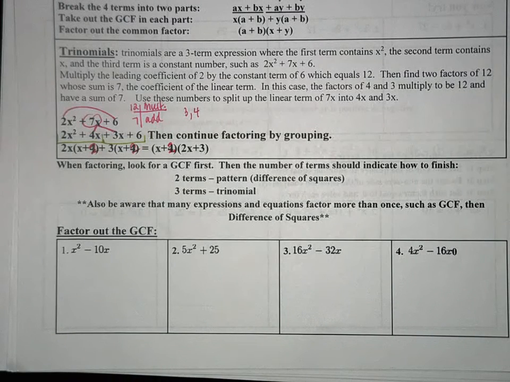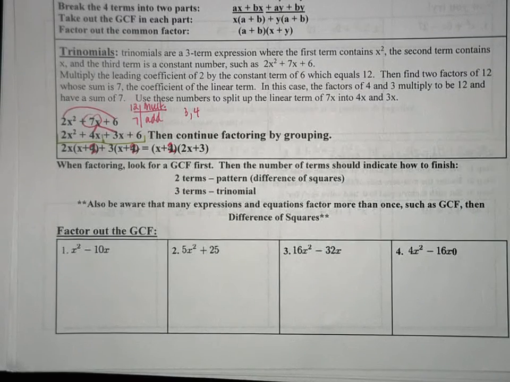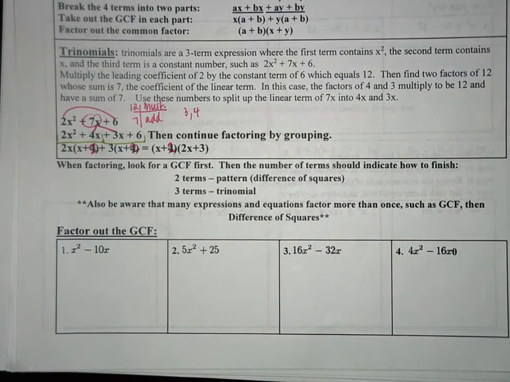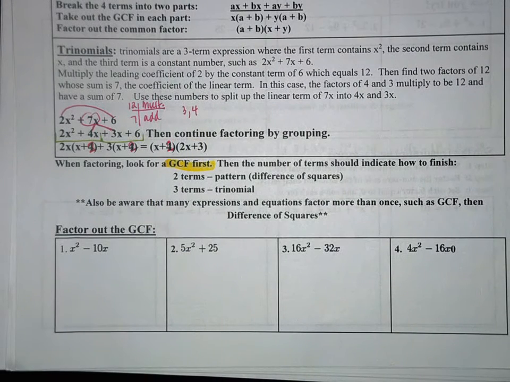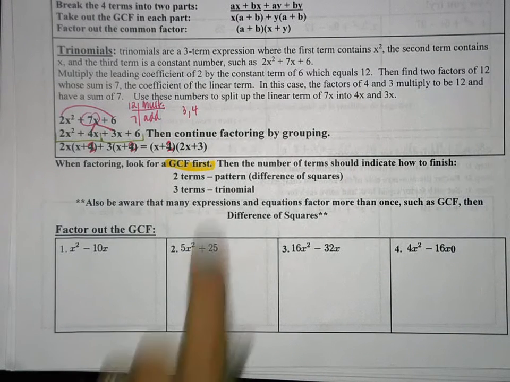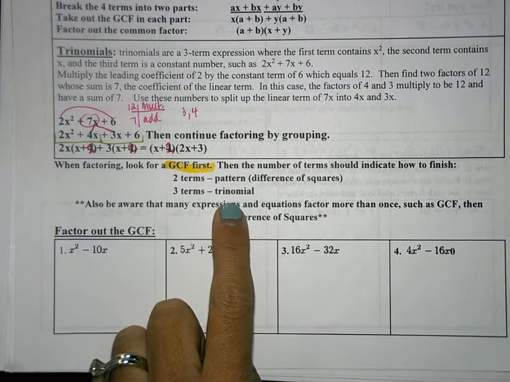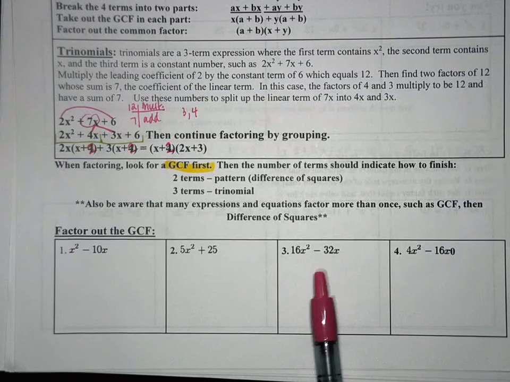Okay. Are there any questions up to this point? So now we're just going to start practicing. Again, when factoring, you always want to look for GCF first. Then, depending on how many terms there are, it might be difference of squares or trinomial factoring. Also be aware that some equations might factor more than once.